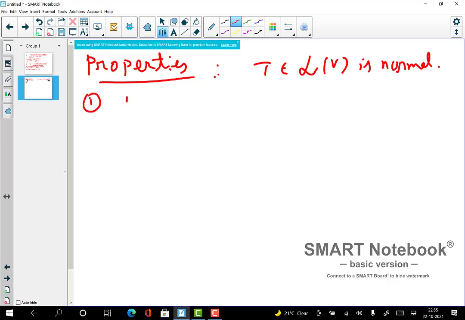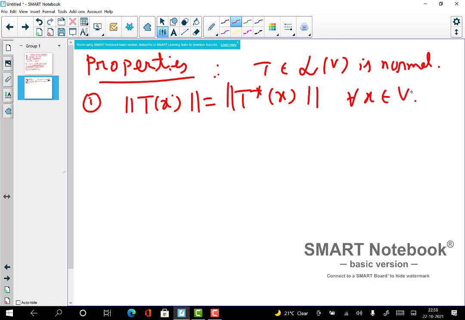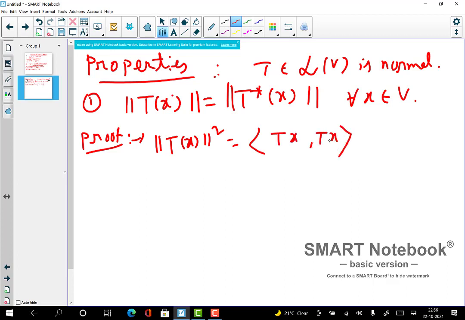The first property is that the norm of T(x) for any vector x is equal to the norm of T star of x, and this is true for all x belongs to V. The proof is simple, or rather not so difficult. How do you prove it? You start with the definition. You know that norm of T x whole square is the inner product of T x with T x, right? And you can use the property of adjoint, and then you will have T star T of x comma x.